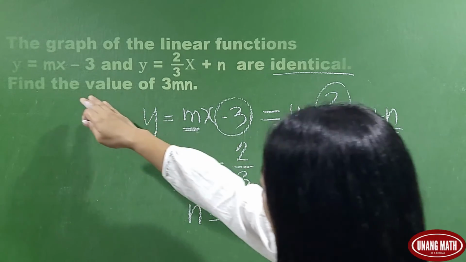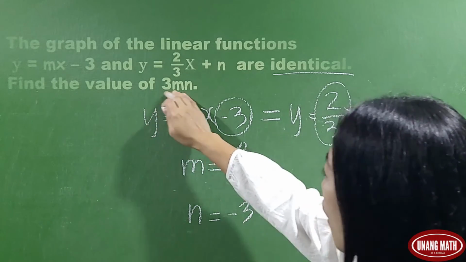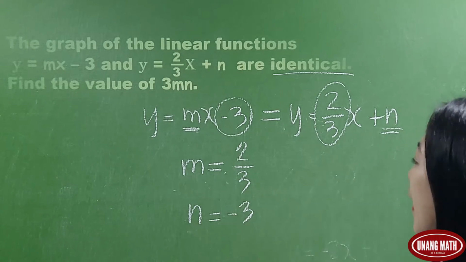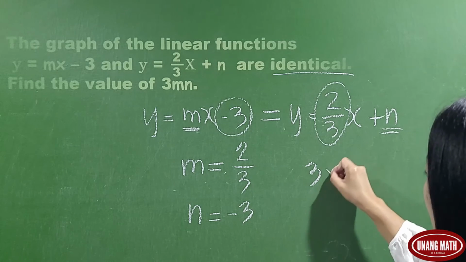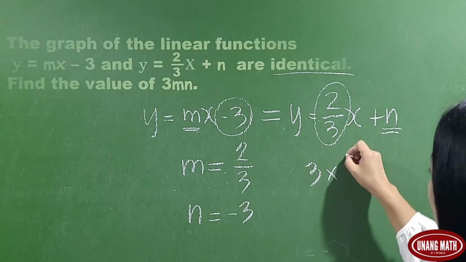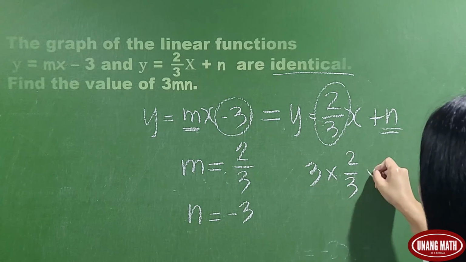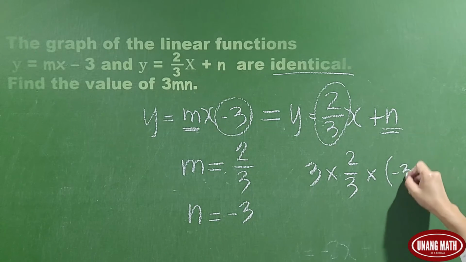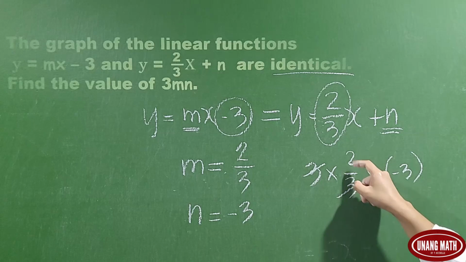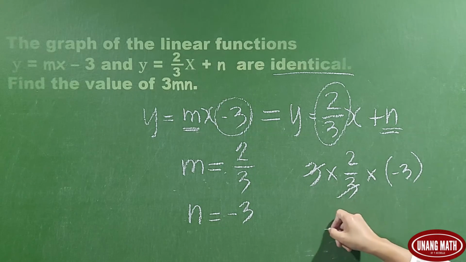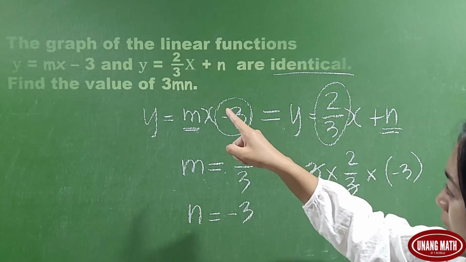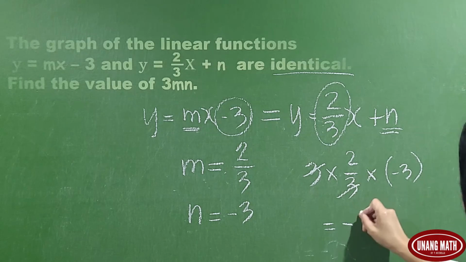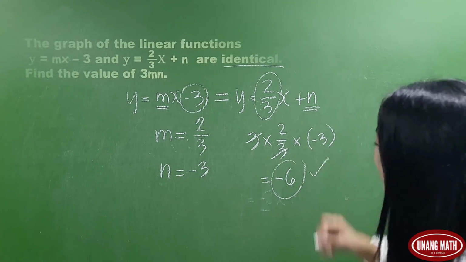The question is, we are going to find the value of 3mn. So it's going to be 3 times m, which is 2/3, times the value of n, which is negative 3. Simplify. 2 times negative 3, so 3mn is equal to negative 6.